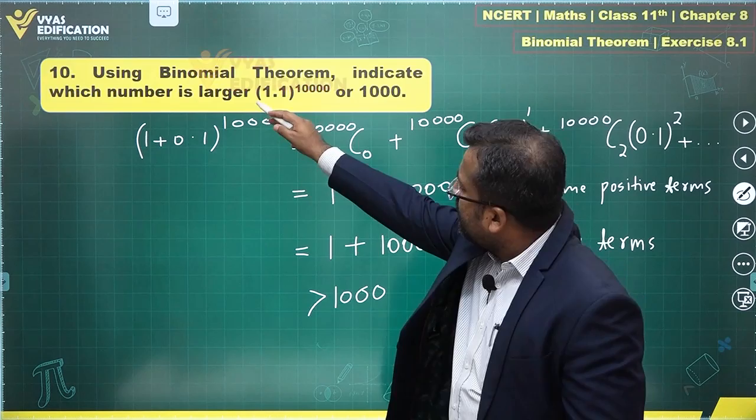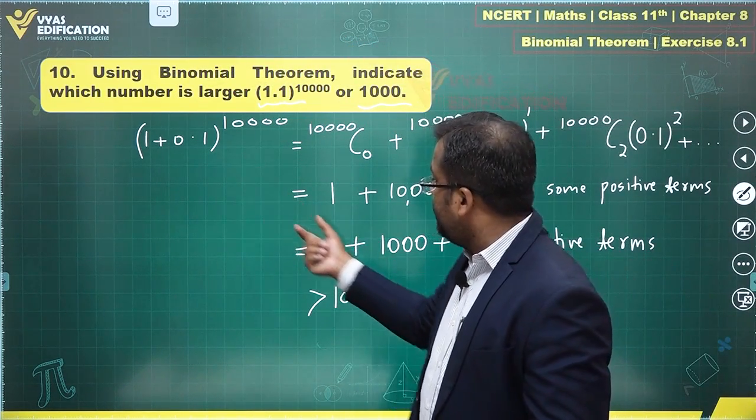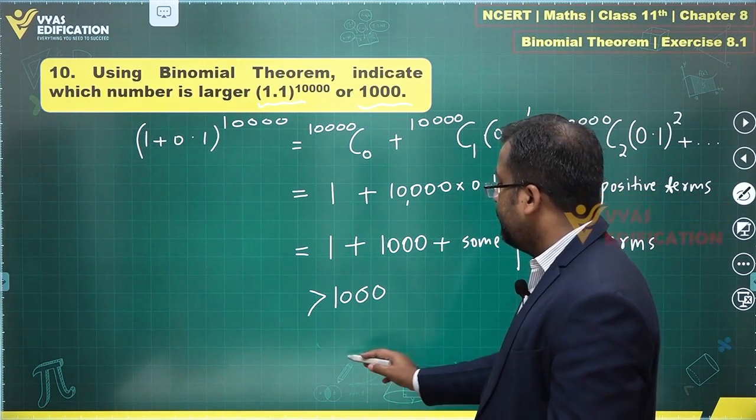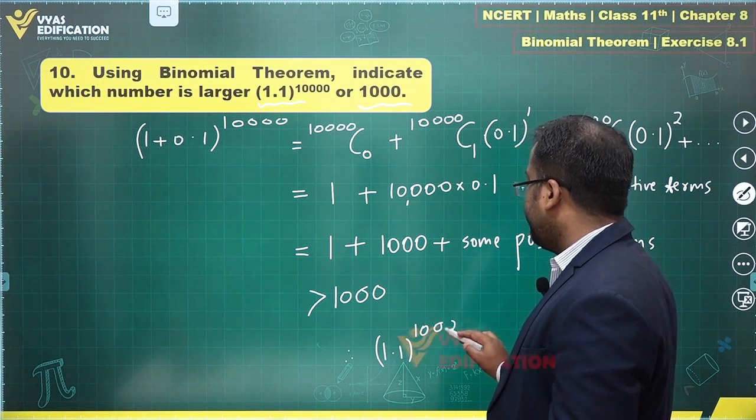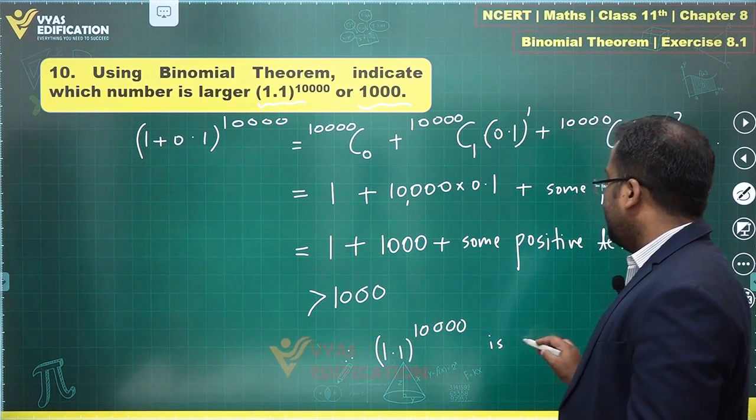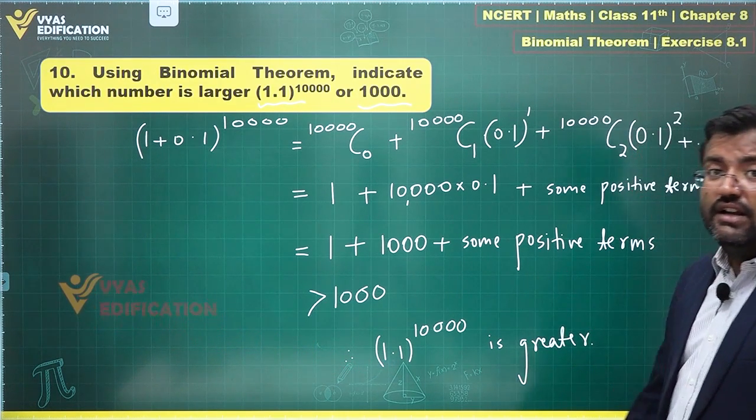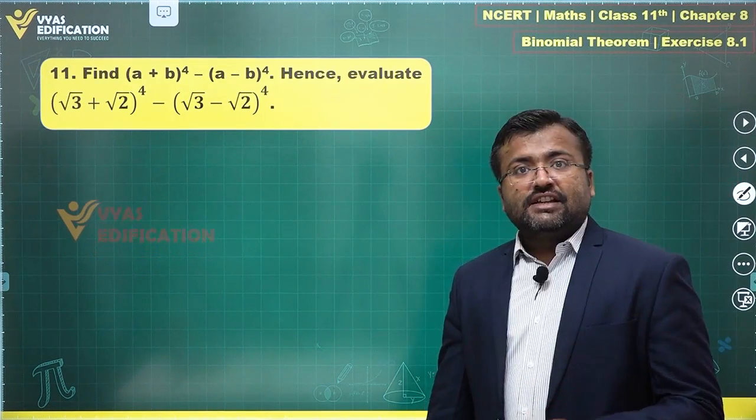And yes, we wanted to compare this along with this 1,000. What do we observe? That this expression is equal to this expression, which is greater than 1,000. So, which number is greater? Therefore, we can conclude that 1.1 power 10,000 is greater. That's what you can guess from here easily. That's all? Yes, that's all in this question. Let's discuss this question next.